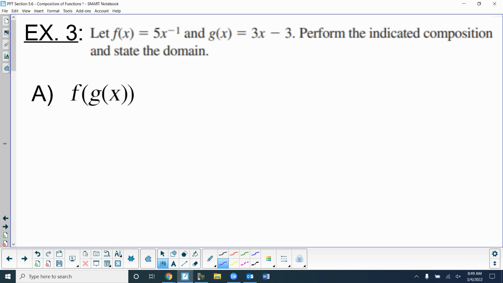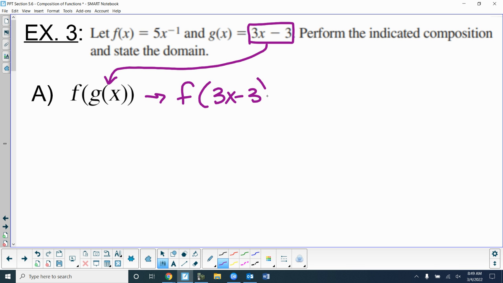So what do I do with that? What I'm doing is f of 3x minus 3, right? Does that make sense? All right, so in the f function, I got a 5, and wherever I see an x, I put 3x minus 3, right?